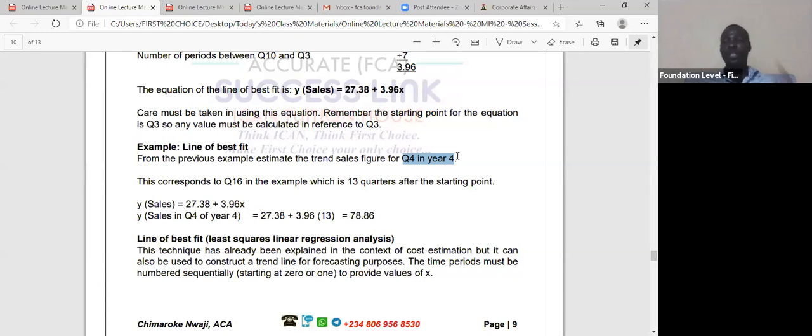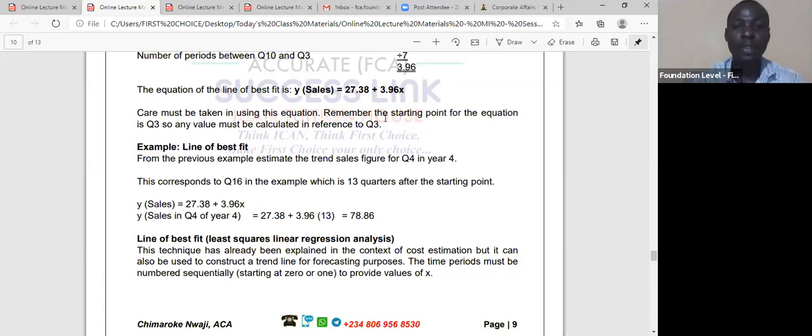Q4 of year 1 is Q4. In year 2, Q4 is Q8. In year 3, that Q4 is Q12. And so in year 4, it's going to be Q16. So you see, this corresponds to Q16 in the example. And we asked, how many quarters are between Q16 and Q3? You simply say 16 minus 3, which is 13 quarters. So 13 quarters are involved.